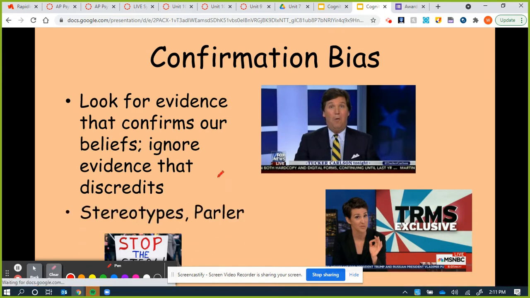All right, stereotypes, example of this. If you have a stereotype in your mind and you see somebody that fits into that stereotype, you think, all right, well, that stereotype is right because I saw one person that fit it.